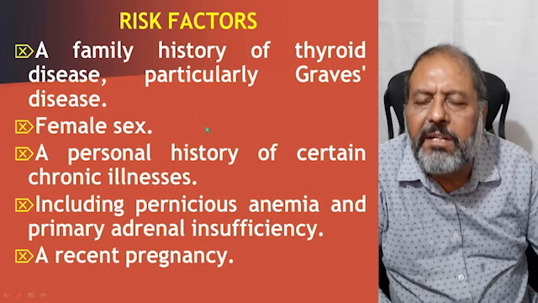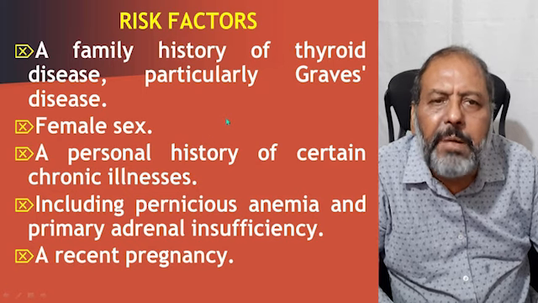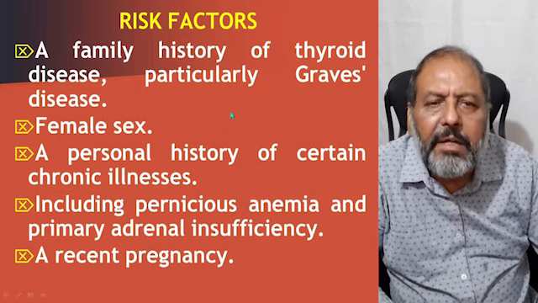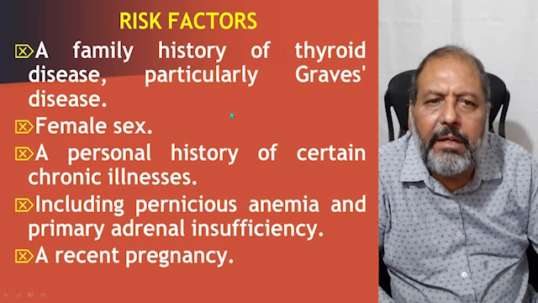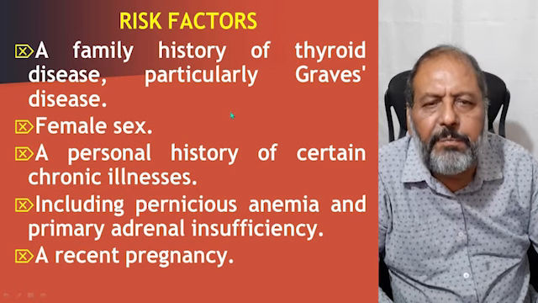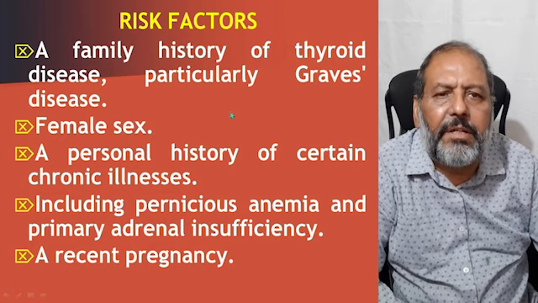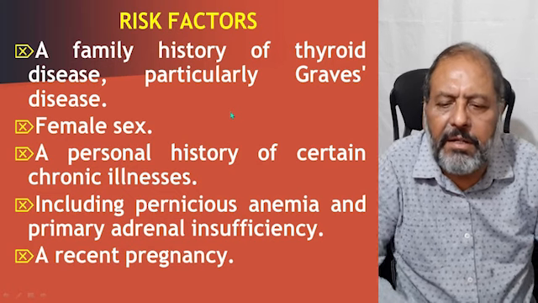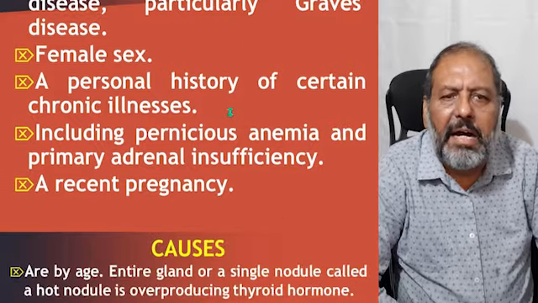Now, certain risk factors. A family history of thyroid disease, particularly Graves disease, female sex, a personal history of certain chronic illnesses, including pernicious anemia and primary adrenal insufficiency, and a recent pregnancy. These are all responsible risk factors leading to more problems of hyperthyroidism.